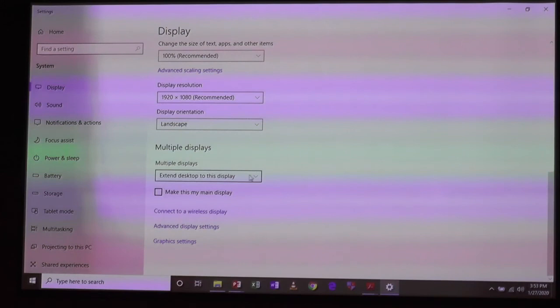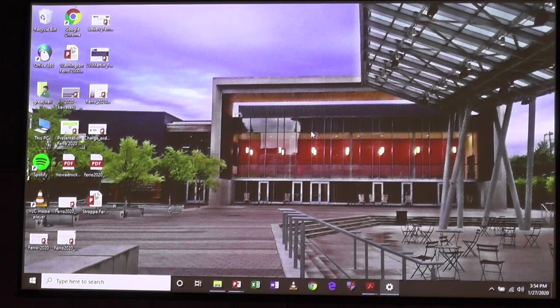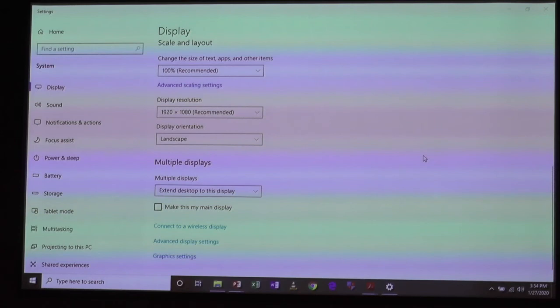Extend desktop to this display. So maybe try one and three? Make duplicate on one and three. Try that, because we tried two and three last time. Yeah, but then I expect that... See, then we're getting the wrong thing up there. But maybe what we can do is to go there.